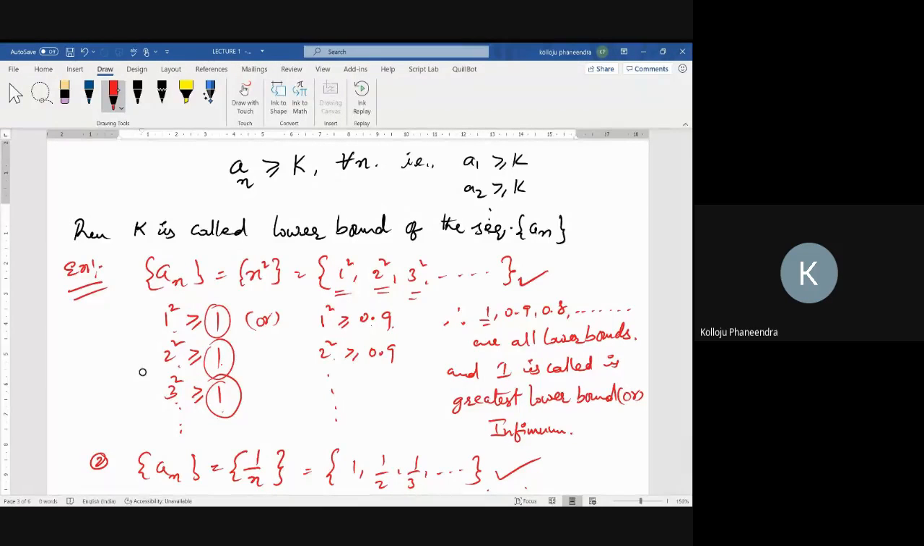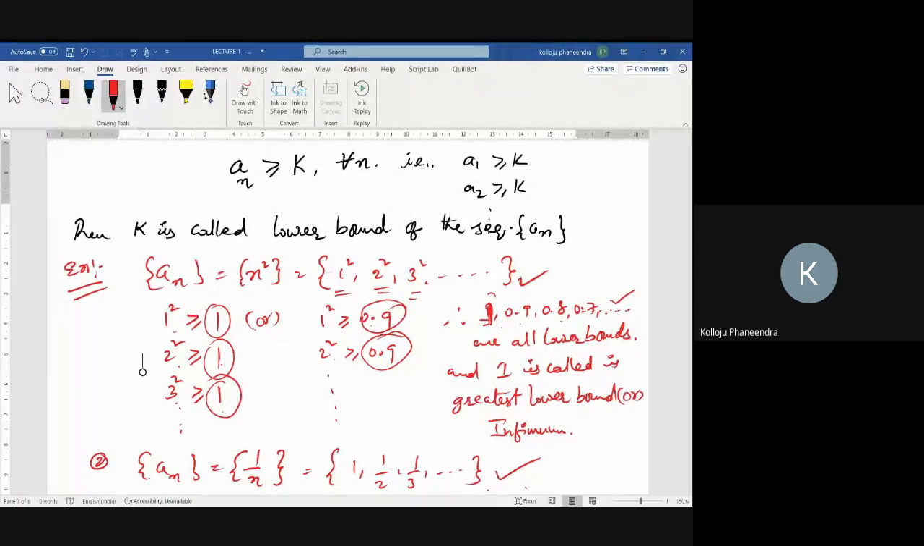Like that, there is another lower bound here, 0.9. So there are so many lower bounds when a sequence is bounded below. When a sequence is bounded below, there are many lower bounds. For this example: 1, 0.9, 0.8, 0.7, and so on. All these are lower bounds.